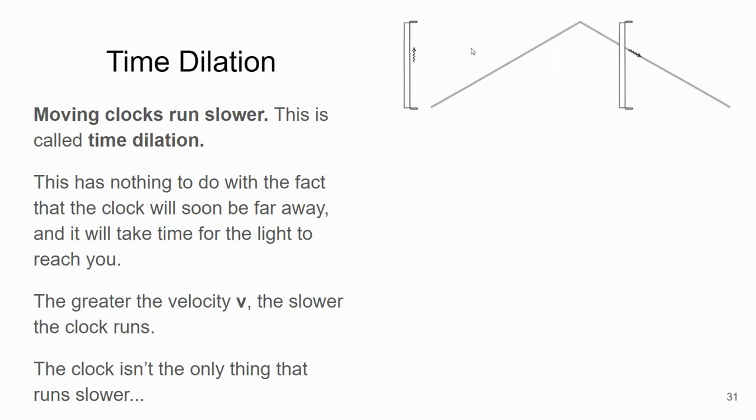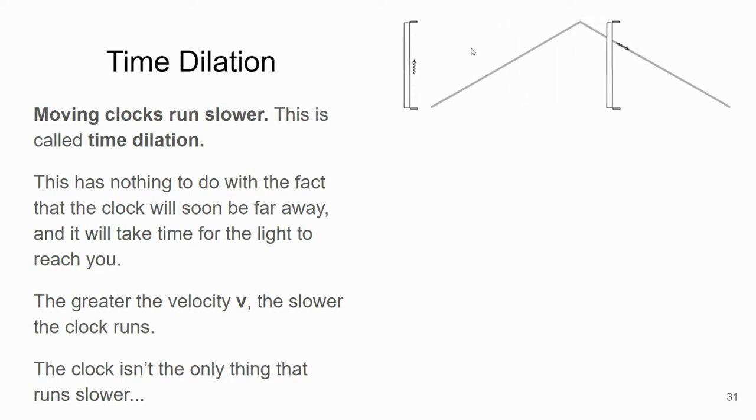So common misconception. This has nothing to do with the fact that I am moving so very quickly that in a small amount of time, I'm going to be very far away from you, and it will just take some time for the light leaving me to get back to you. That's completely true, but that is not what's causing this. It's the fact that my photon has to travel a greater distance between mirrors, and it has to do it at the same speed. And the way this works is that the greater the velocity v that I'm traveling at, the slower my clock is going to appear to run to you.